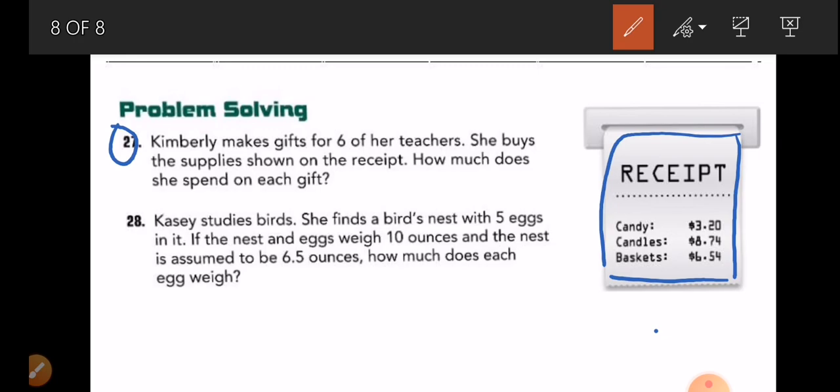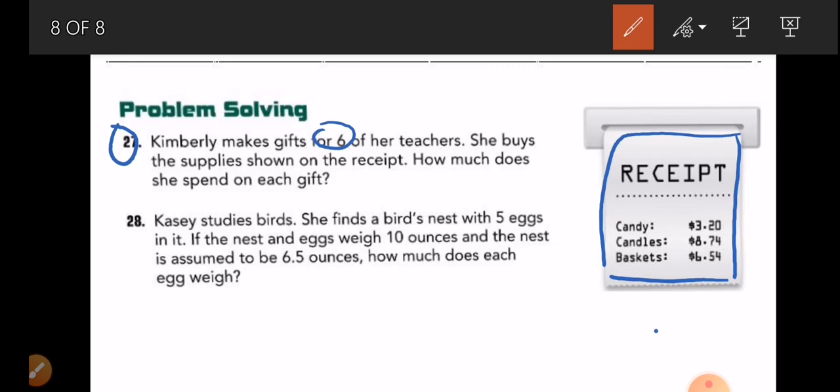Okay, so to find the cost of each gift, what can I do? She did 6 gifts. I want to remember the information. She did 6 gifts, and she buy candy, candles, baskets, and she use them to make the 6 gifts. How can I get the cost? Not the total cost. No, I want the cost of one of the gifts just.